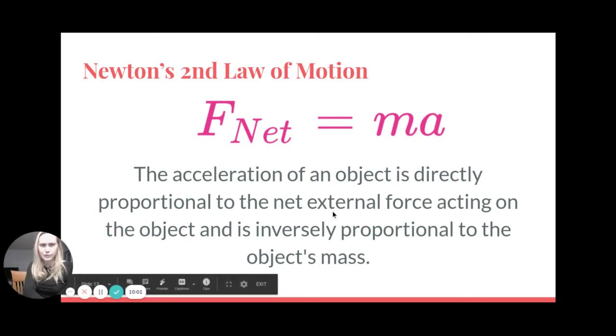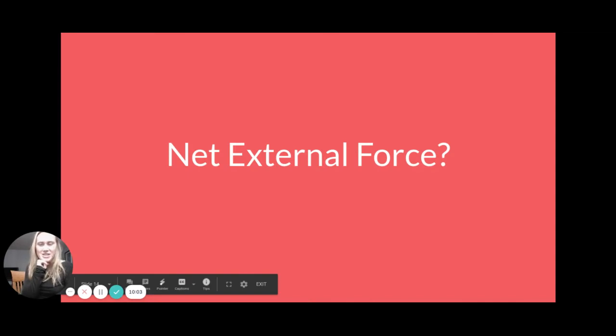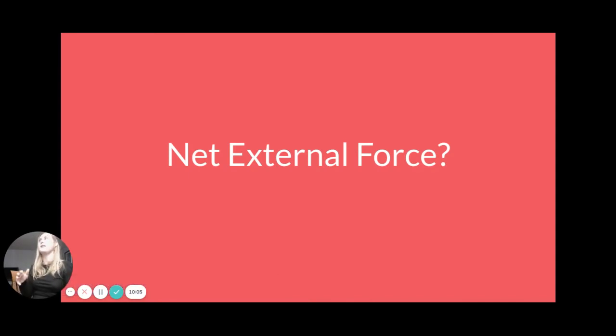Now, a net external force. Why did I have to specify that? Well, think about it like this. If you're in a boat, you could be pushing left and right on objects, but it's not going to change what's happening to the boat. Just like how, as I'm sitting here, my heart is pumping blood through my body, but it's not pushing me left or right or up and down. It's just doing some sort of a force inside the object.